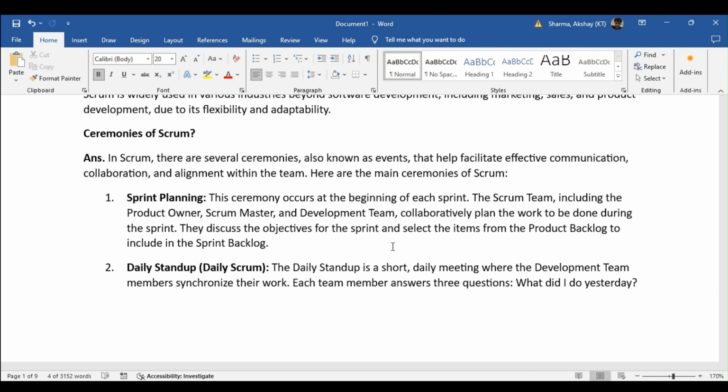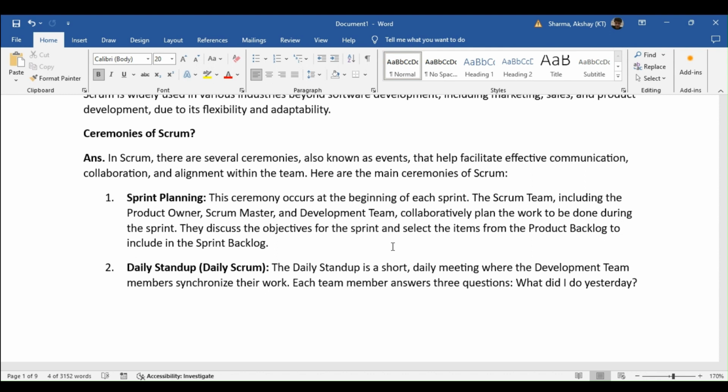So in Scrum, there are various ceremonies, also known as events. We already completed the events above, so I'm just reading out what exactly it is, so that we can take a little about the definition of the key events, or the ceremonies we have. That facilitates effective communication, collaboration, and alignment within the team. So we have the main ceremonies of Scrum.